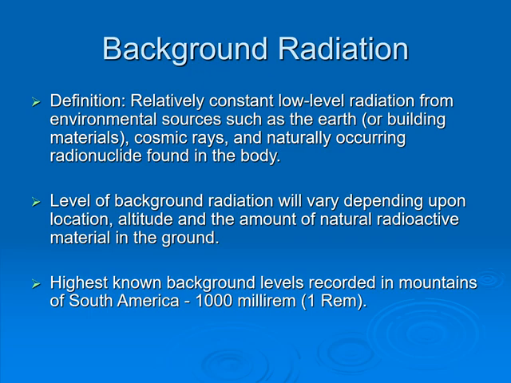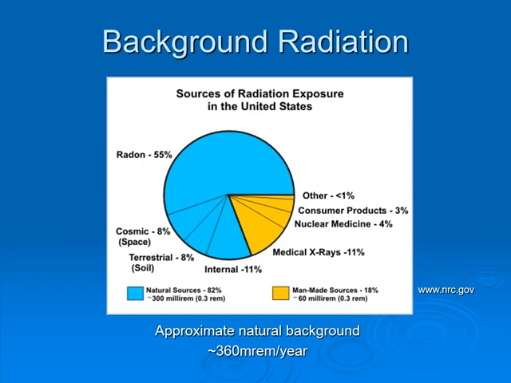Background radiation is the relatively constant low-level radiation from environmental sources such as the earth, building materials, cosmic rays, as well as naturally occurring radionuclides found in the body. The level of background radiation will vary depending upon altitude, location, and the amount of natural radioactive material in the ground. The highest known background levels recorded are in the mountains of South America at approximately 1000 millirem, or 1 rem. As you can see, most of the natural background radiation comes from radon, a heavy radioactive gas. Radon contributes to over 50% of your natural background radiation. In addition, cosmic rays, ground soil, internal radiation, as well as man-made sources contribute to approximately 360 millirem that the average person receives in the United States.